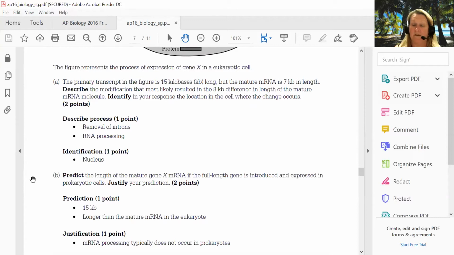Part B was also worth 2 points, 1 point for the prediction. Now, you could have been very exact and say that the mRNA made in the prokaryote would be 15 kilobases long, or you could have just said it would be longer than the one made in the eukaryote. And the justification was that mRNA processing does not occur in prokaryotes.